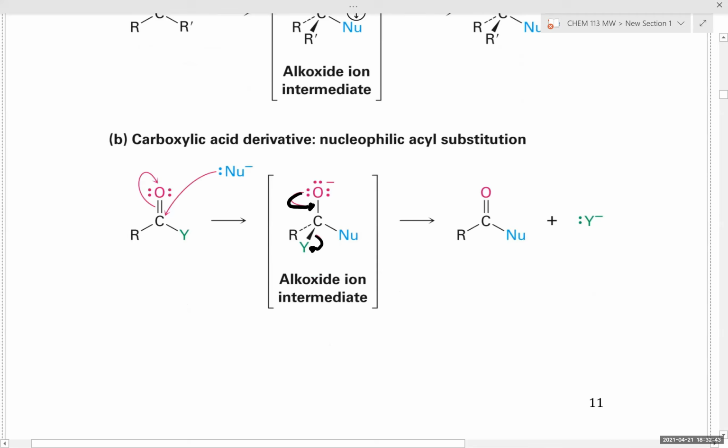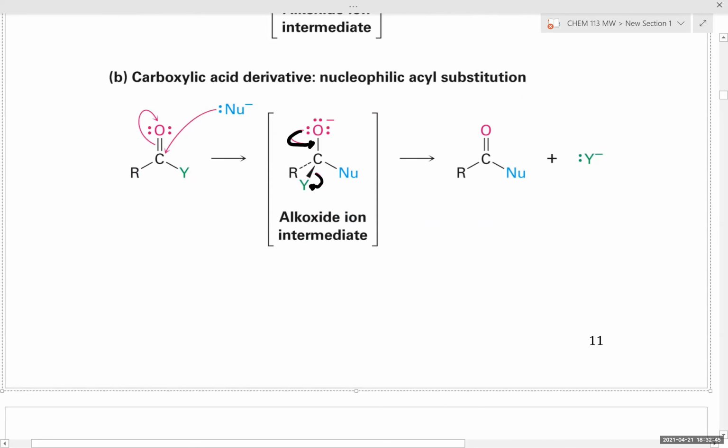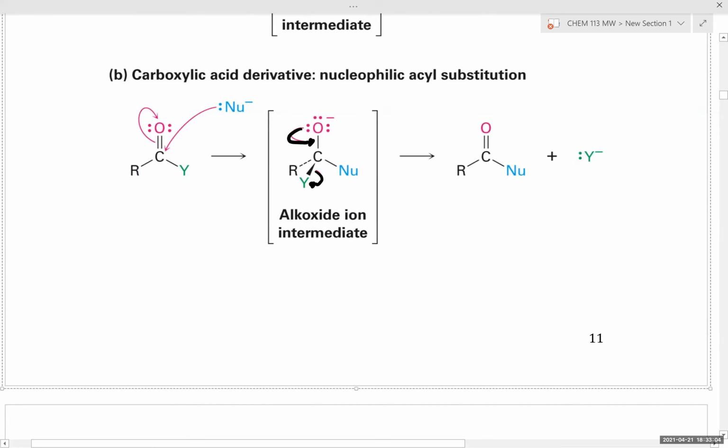One thing that I would like to mention is when we think about whether a substitution reaction will occur, it's important that we think about the leaving group capability of our leaving group. And we'll talk more about that later on in this chapter.